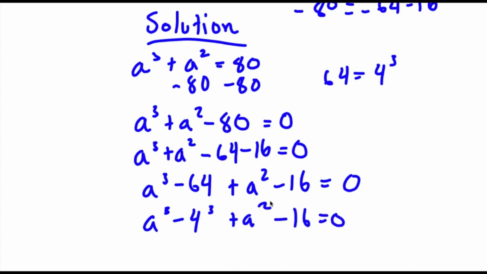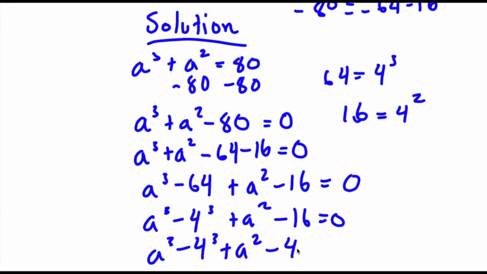Now, a squared, I want to change 16, so it's something to the power of 2. Well, 16, this is equal to 4 to the power of 2. So now I have a to the power of 3 minus 4 to the power of 3 plus a squared minus 4 squared is equal to 0.